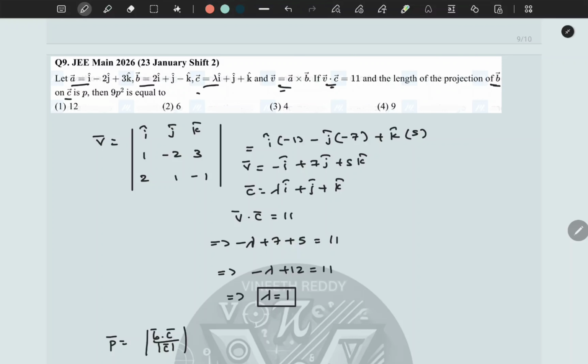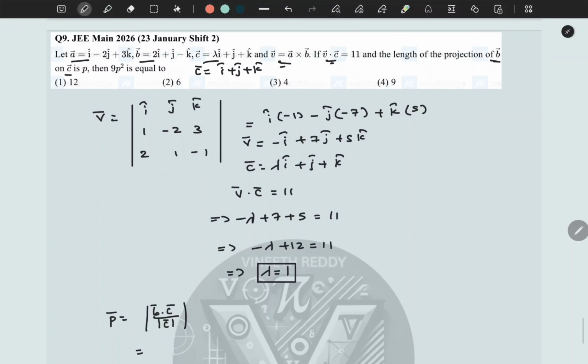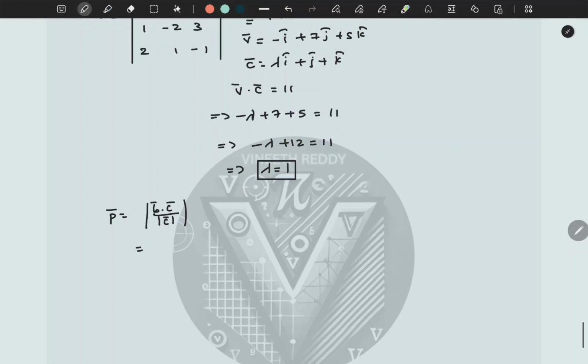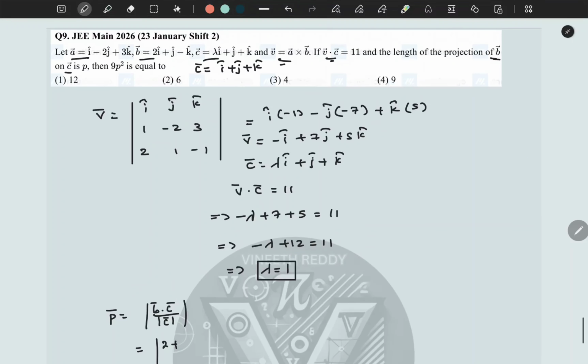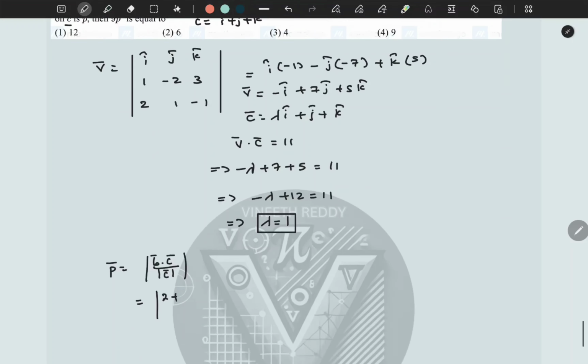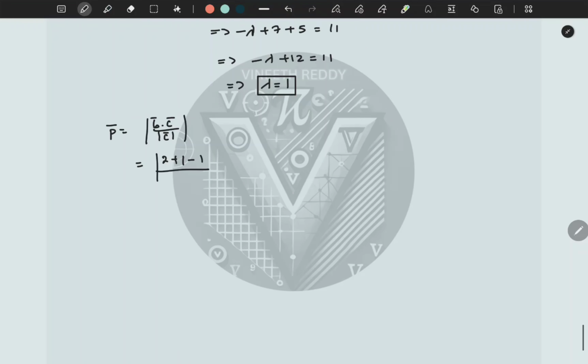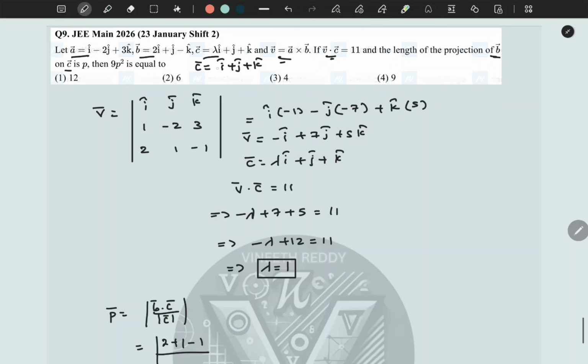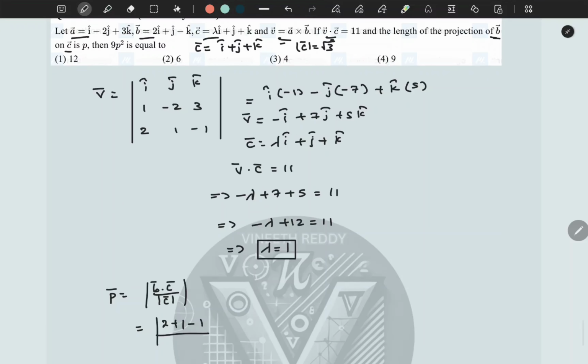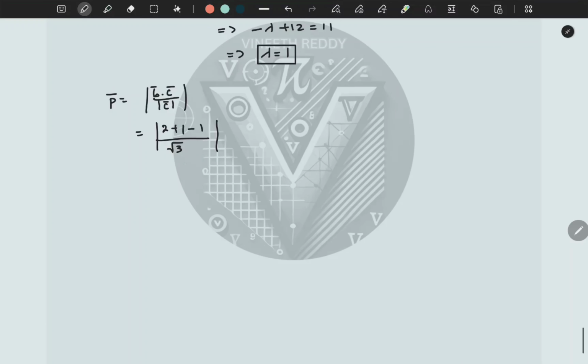So lambda is anyways 1. That means vector C is i plus j plus k. What will B dot C be? It will be 2 into 1 is 2, plus 1 into 1 is 1. Next, minus 1 into 1 is minus 1, divided by mod C. Mod C will be under root of 1 plus 1 plus 1, so mod C will be root 3, correct? So we get 2 divided by root 3 is equal to P. So this is P.